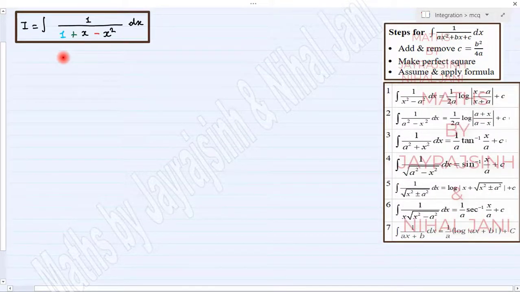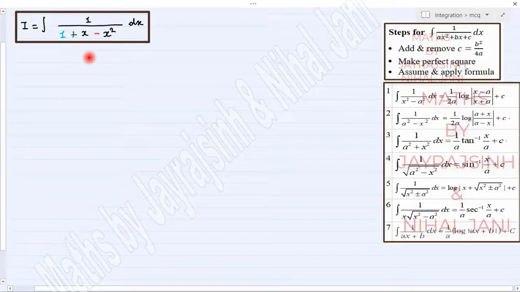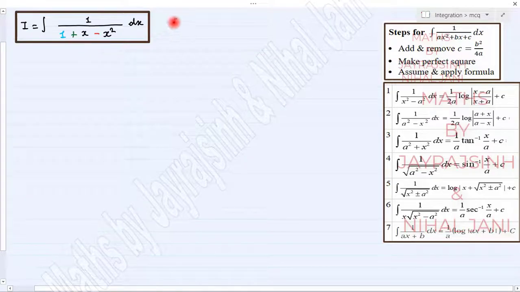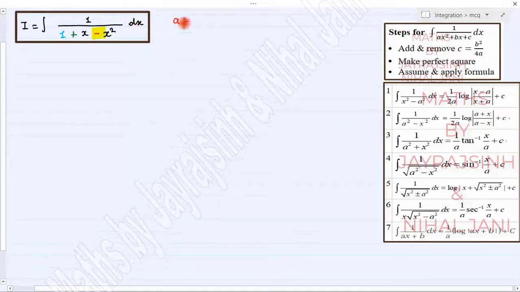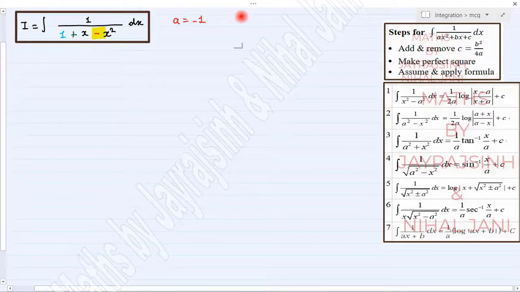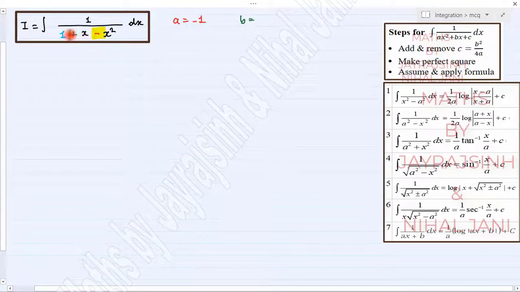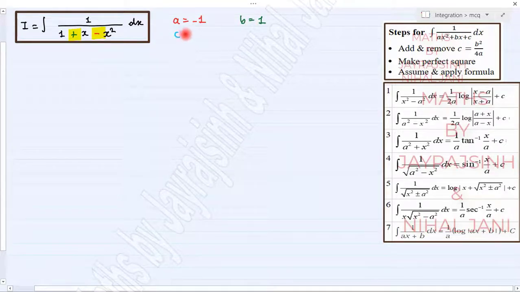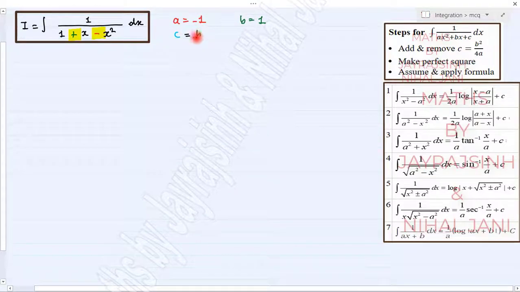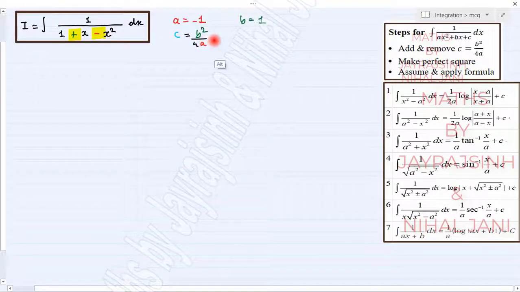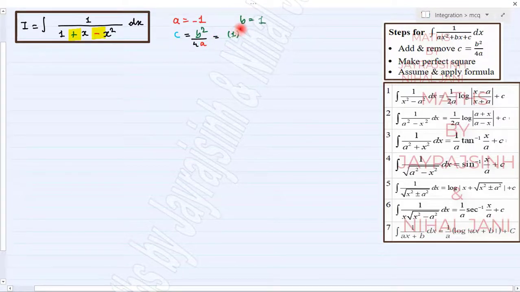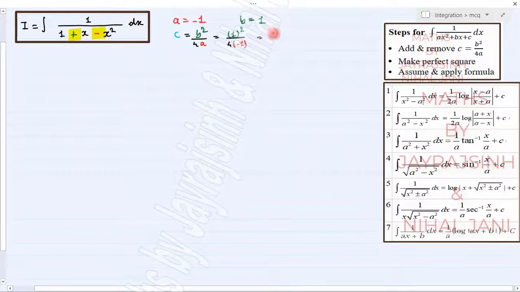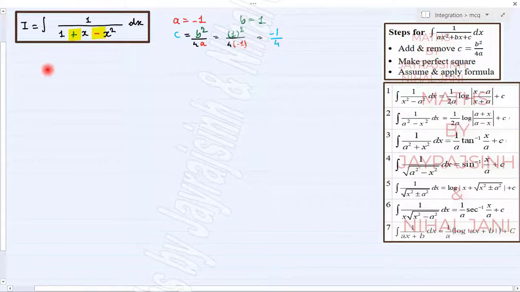In this question, you have to integrate 1 upon 1 plus x minus x square, which is in the form of 1 upon ax square plus bx plus c, where your a, which is the coefficient of x square, is minus 1, b, which is the coefficient of x, is also 1, and we can get the required last term using b square upon 4a, where your b is 1 and a is minus 1. So we will get minus 1 by 4 as your required term.